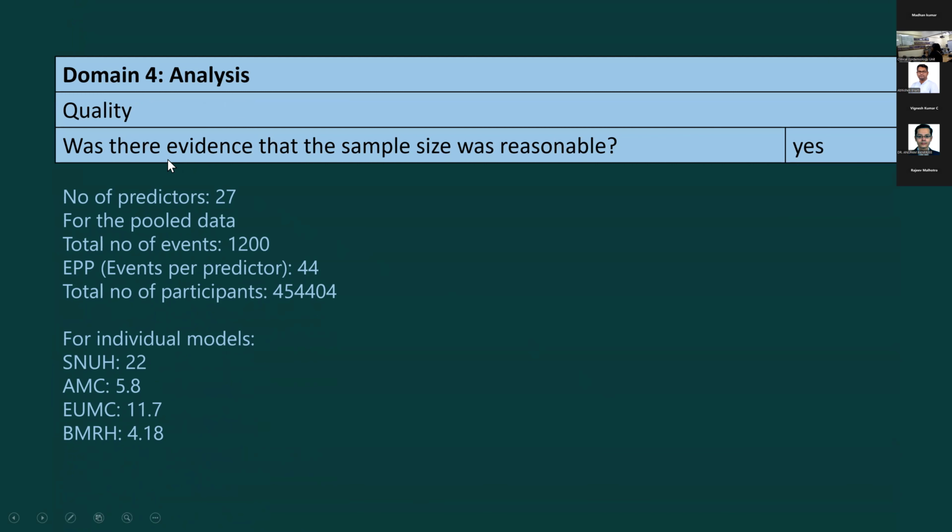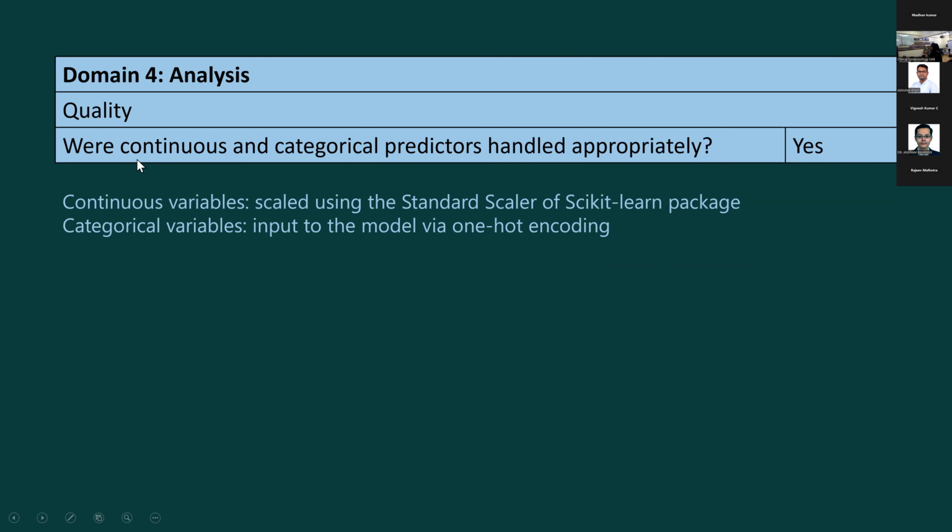Was there evidence that the sample size was reasonable? For the pooled dataset, the events per predictor is 44, it's okay. But for the individual models, AMC and BRMH, it is 4 and 5.8. So there is a small risk of overfitting. Were continuous and categorical predictors handled appropriately? The continuous variables were scaled using the standard scaler of the scikit-learn package, and categorical variables were input to the model via one-hot coding.